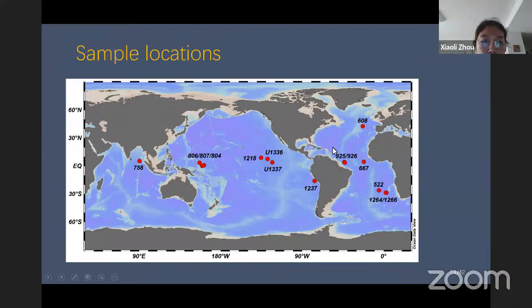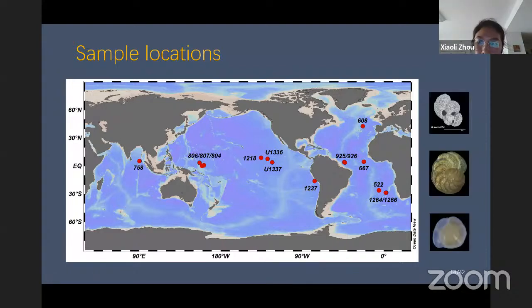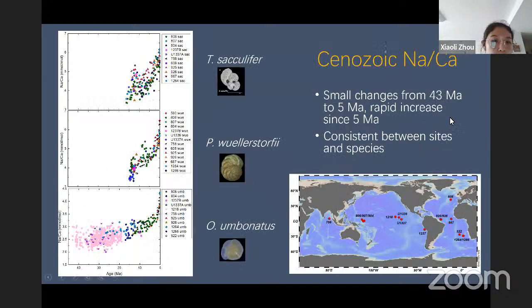So here is a map showing where our samples come from. Most of them come from the equatorial Pacific Ocean, and also the Atlantic. There is one from the Indian Ocean. And we analyzed the sodium-calcium in 3 species of foram, 1 planktic and 2 benthic. So here's the result over the last 43 million years. The top panel shows the sodium-calcium in the planktic foram sacculifer. And the middle one is for wuellerstorfi.